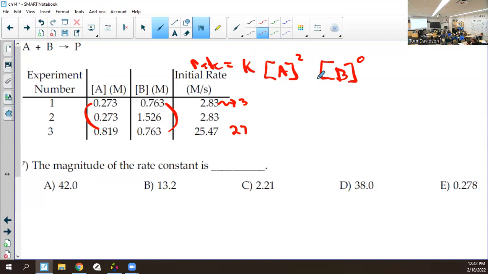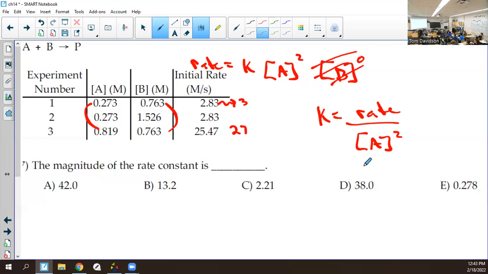Okay, so now we're here. How do we find K? We just plug in the top row or whatever row you feel like with these values and this law, and we end up with what? I'm not even gonna put in a B, right? Because it all becomes a 1. So my K is equal to rate over A squared. Oh, everyone okay with that?